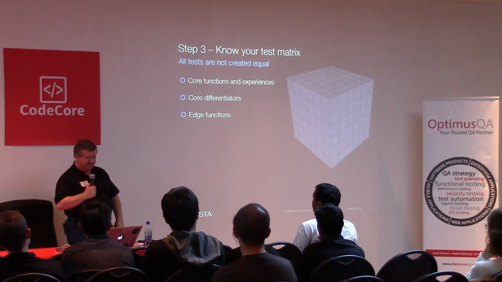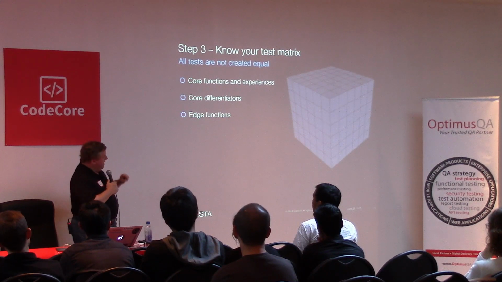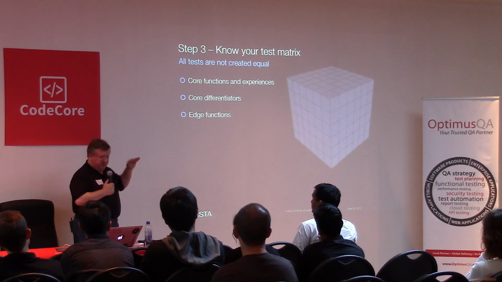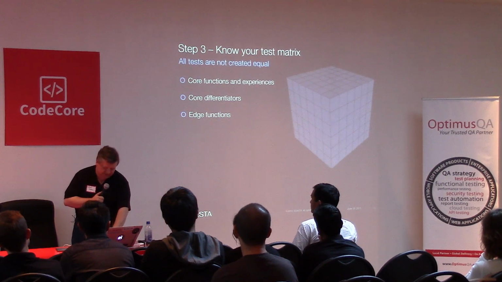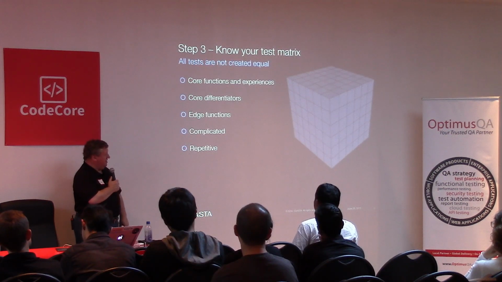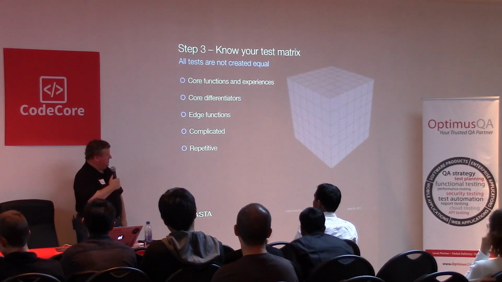What are the edge cases? What are the things that are special, again, unique to your application, but in an edge case not so many customers are going to be using them, so maybe you can prioritize them a little bit lower. Also, which features of your application are complicated and difficult to test? You might have to prioritize those a little bit lower.